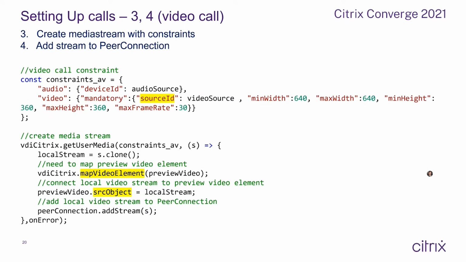preview video element needs to be mapped first by map video element function. And then again, we need to add a cloned stream to peer connection. So it's very important we call map video element for local preview video element, and then set source object of that preview video element with a stream that we created by using get user media above here. And then once we do that, we will add a cloned stream into local peer connection object.